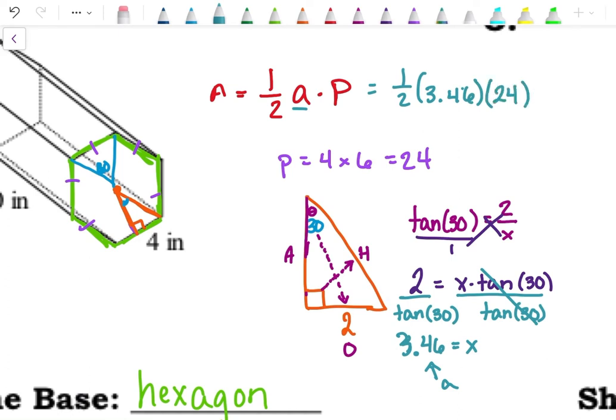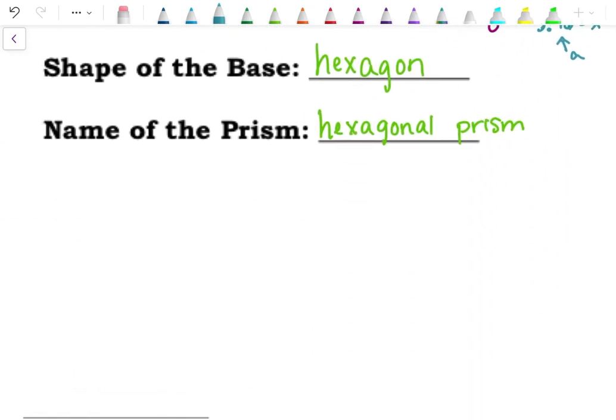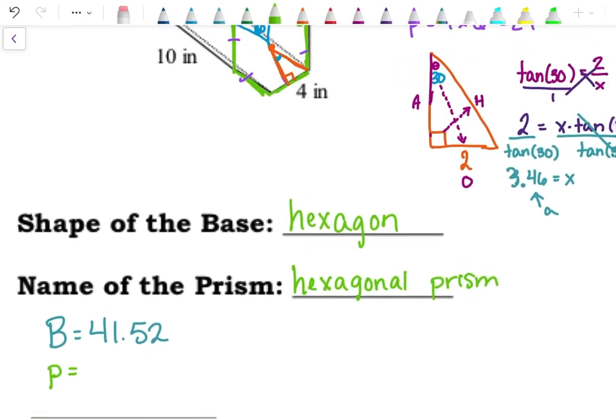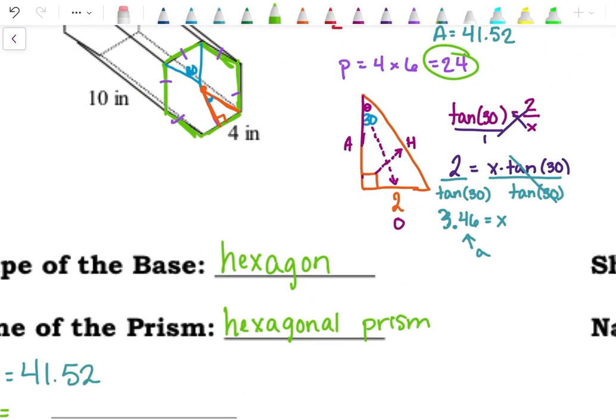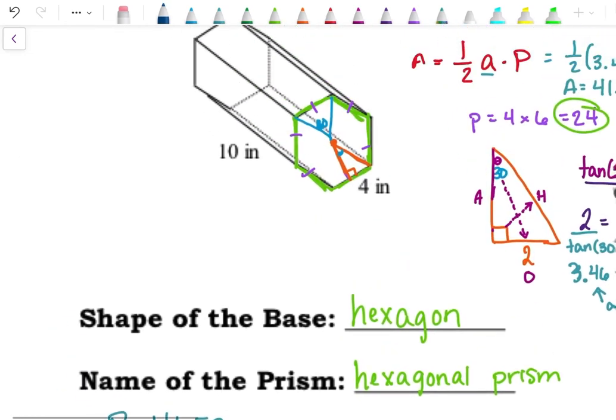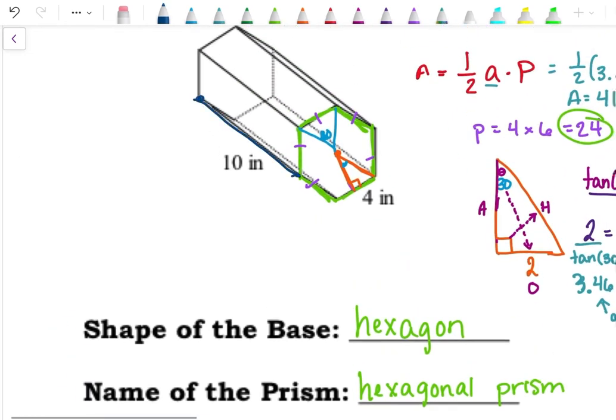So multiply 3.46 times my perimeter, and then half that, and I get 41.52 for my area of the base. So to find my surface area now, I needed the area of the base. I just found that, 41.52, using all that work I just did. Next thing is I needed the perimeter of the base, which I also found up here to find the area, which is 24. The next thing I need is the height of the prism, which is going to be the distance between the bases, which in this case is going to be 10. So 10 goes there.